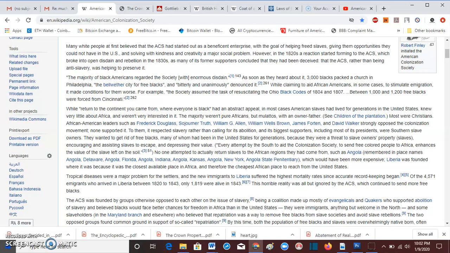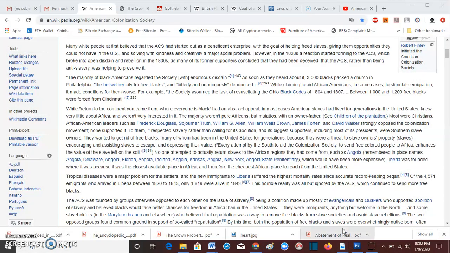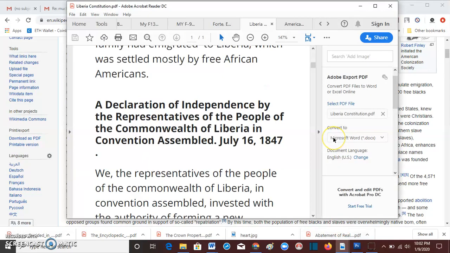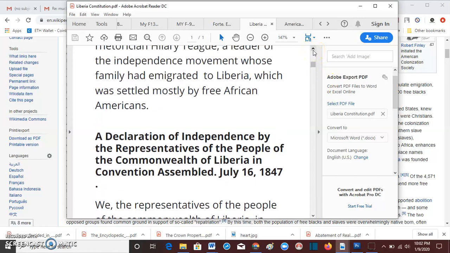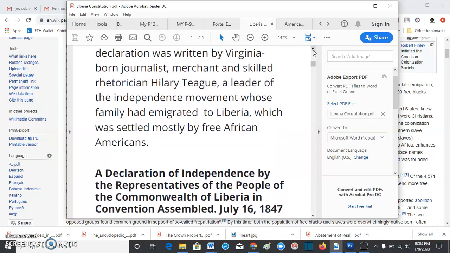Now, I'm gonna show you something from the Liberia Constitution. Right? So let's slide over to the Liberia Constitution. Here we go. This is a body bag. All right. So as you can see, this is a declaration written by Virginia-born journalist, merchant, and skilled rhetorician Hilary Teague, a leader of the independence movement whose family had immigrated to Liberia, which was settled mostly by free African Americans.